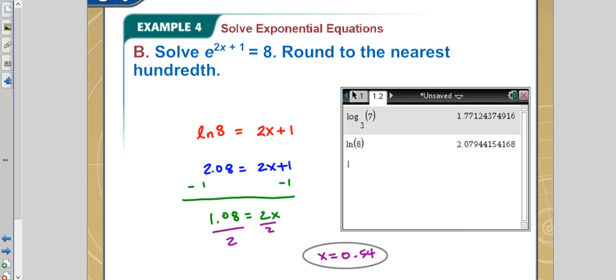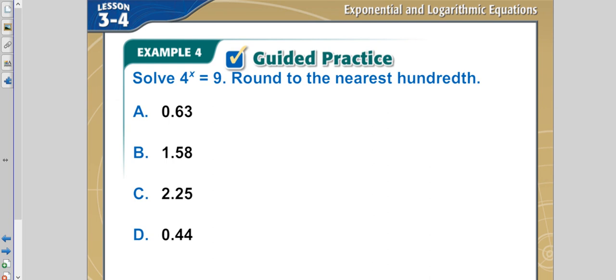Now you try this one, see what you come up with.